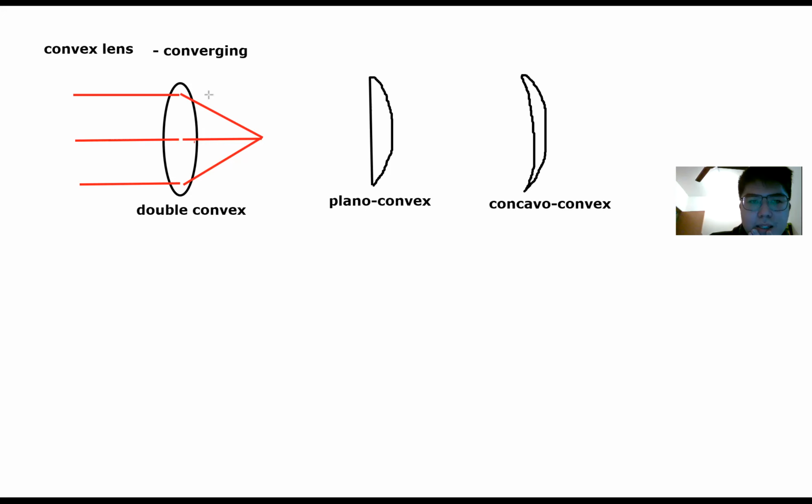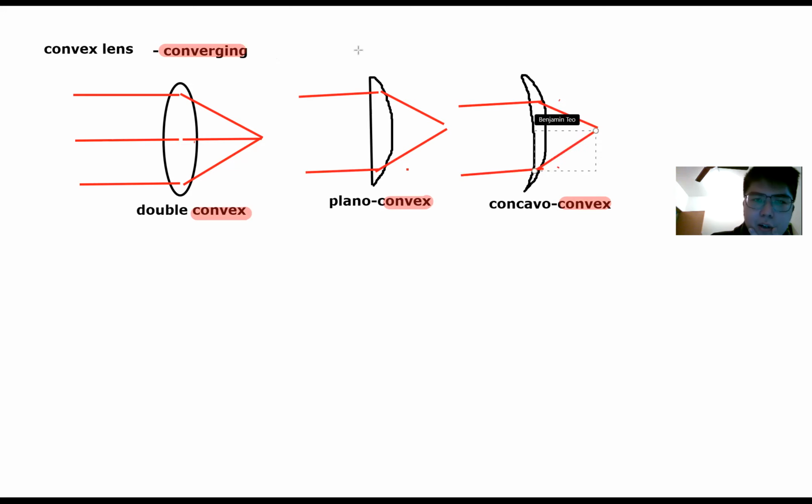Now, all these they have the same surname, which is the convex. So if they have the same surname, that means they have the same converging effect. Meaning that any light that passes through them is going to converge. Doesn't matter if it is a plano convex or concavo convex or anything else, it's going to converge, right? That's why we call it the converging lens.